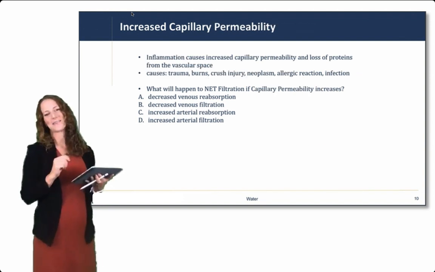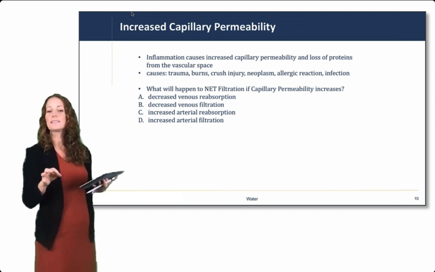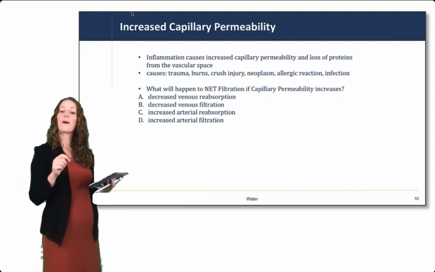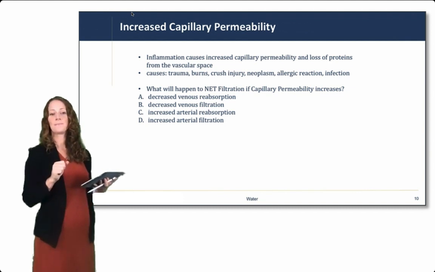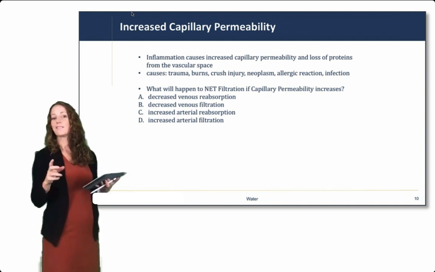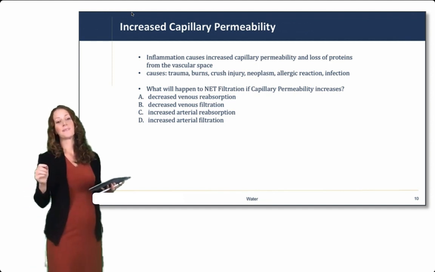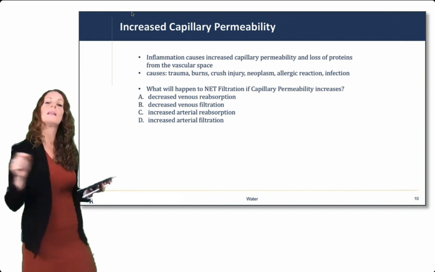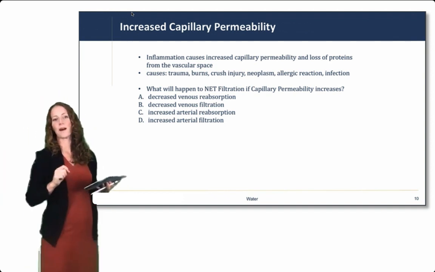Okay? Next question. What about inflammation? Inflammation causes increased capillary permeability and loss of proteins from the plasma or from the vascular space into the interstitium. Some causes of this could be trauma, burns, tumors, allergic reactions, infection, any number of things that can cause inflammation. What will happen to the net filtration if capillary permeability increases?